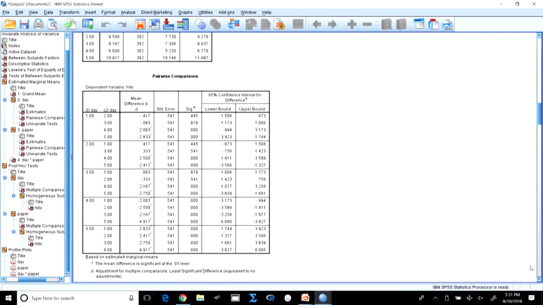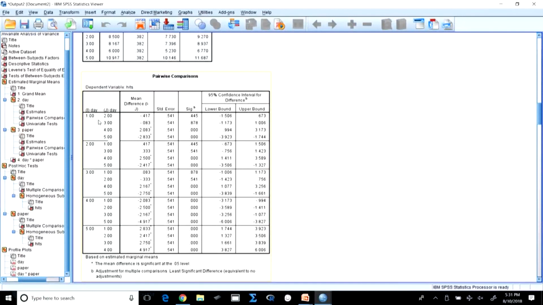Now this is important. Here you can make comparisons. You have seen whether the papers and the day are significant, but let us make a comparison between the days. First day and second day, is there a significant difference? Let us look at the difference and the significance. No, it is not significant. First and third day? No. First and fourth day, yes, it is significant. First and fifth day, yes. Similarly, second day and third day, not significant. Second and fourth, yes; second and fifth, again yes.